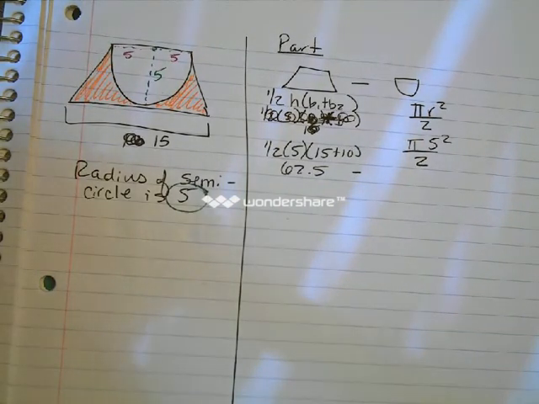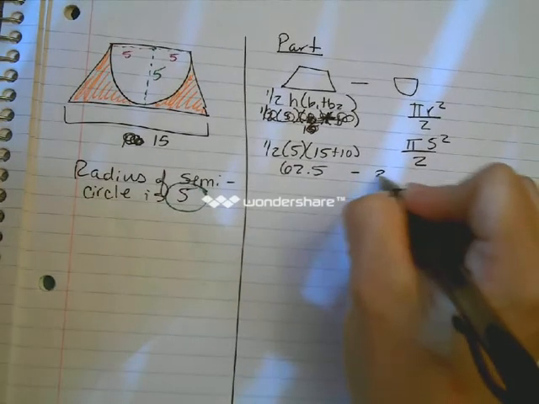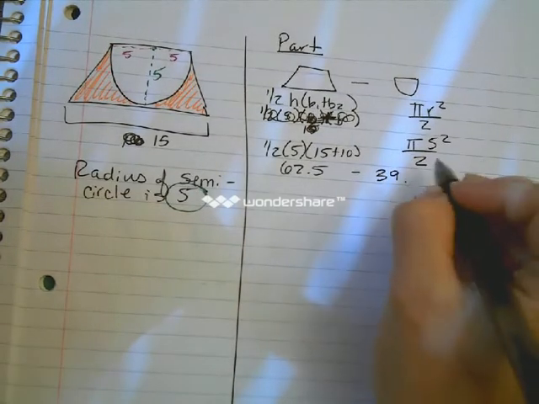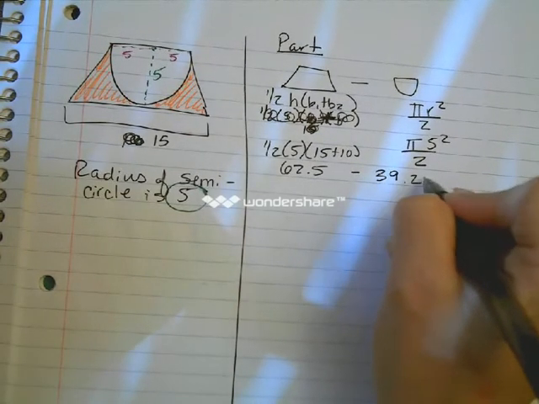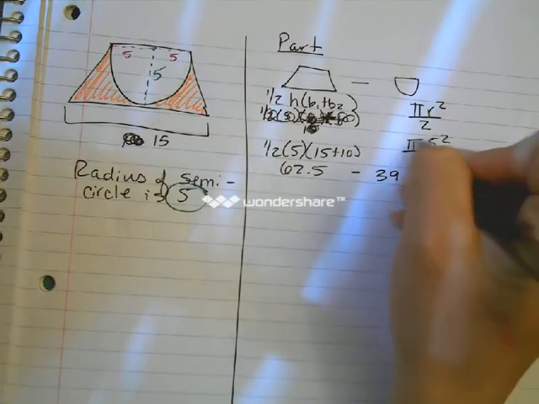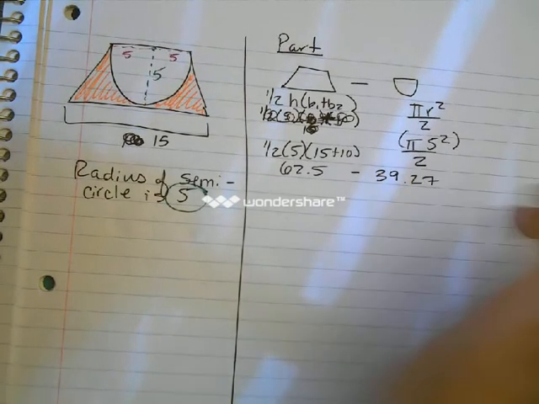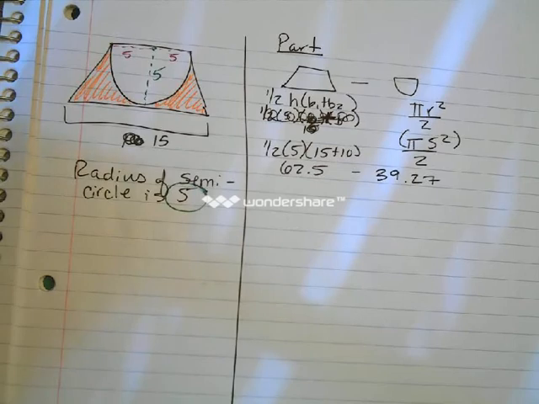9.27. Remember, when you're putting this one into the calculator, that this has to go in parentheses, or it's just going to divide the 5 squared. It's not going to divide the pi. So anytime you have multiple things in the top or the bottom part of a fraction, remember you have to use parentheses. Okay, when I subtract these, I get 23.23.